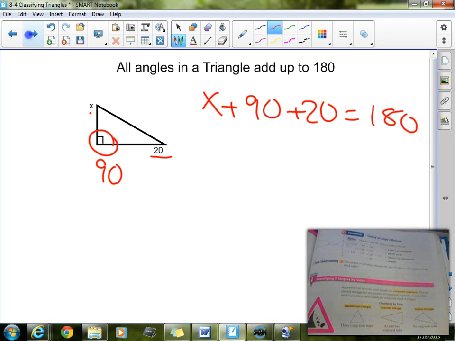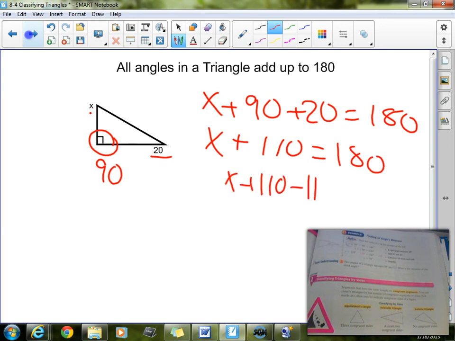180. Now, using my algebra skills, I would go x plus 110 equals 180. x plus 110 minus 110 equals 180 minus 110. So the answer is x equals 70. So this measurement right here is going to be 70 degrees.